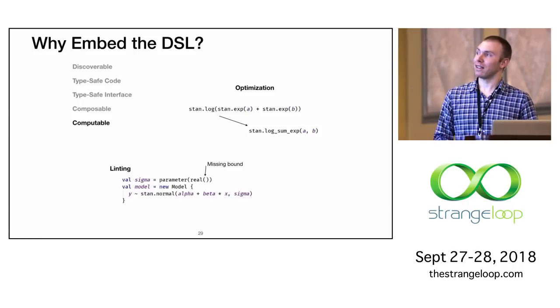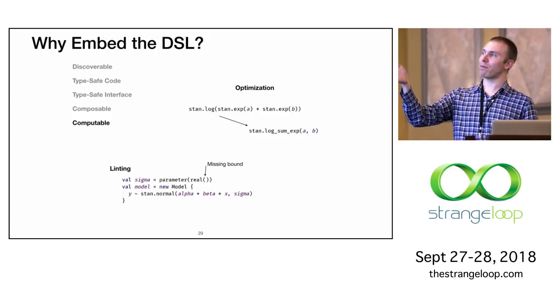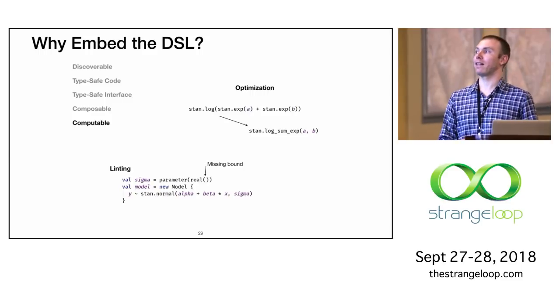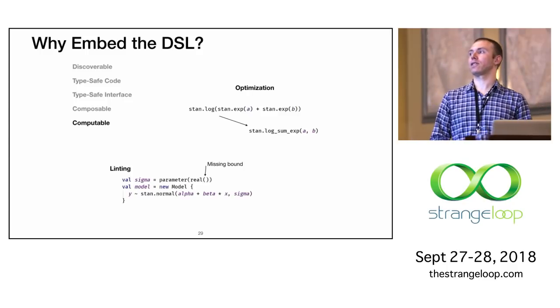You can also do some kind of linting stuff, like if I forget to put a lower bound on sigma, the model will work fine, but it just won't be very efficient because it'll sample outside the range all the time.